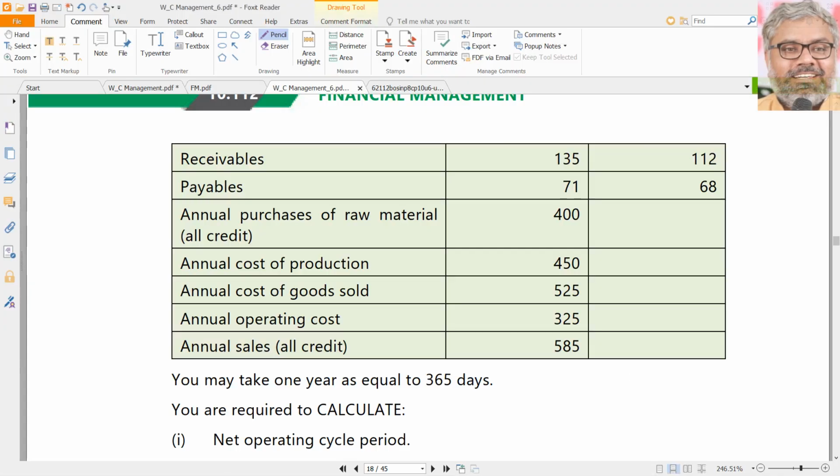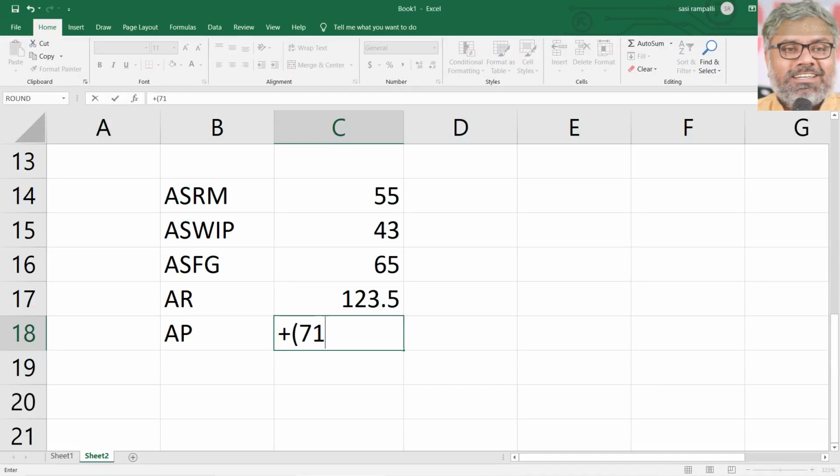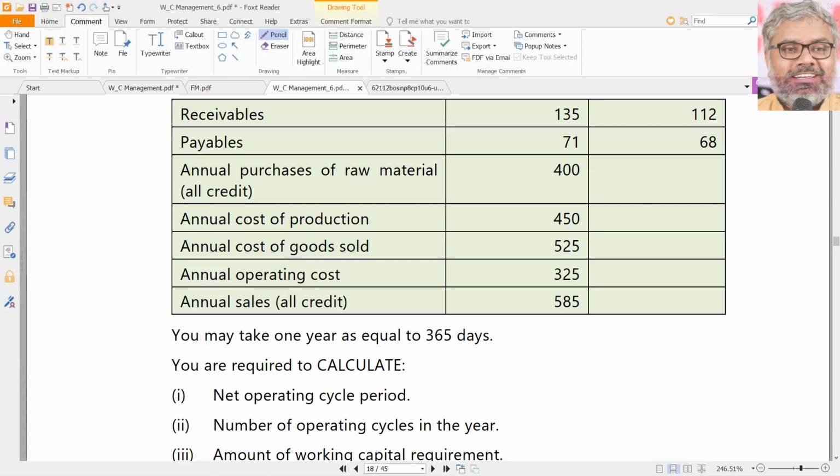Opening plus closing by 2. 135 plus 112 divided by 2. Then payables, 71 plus 68. 71 plus 68 by 2. That is the payables average amount, opening and closing divided by 2.